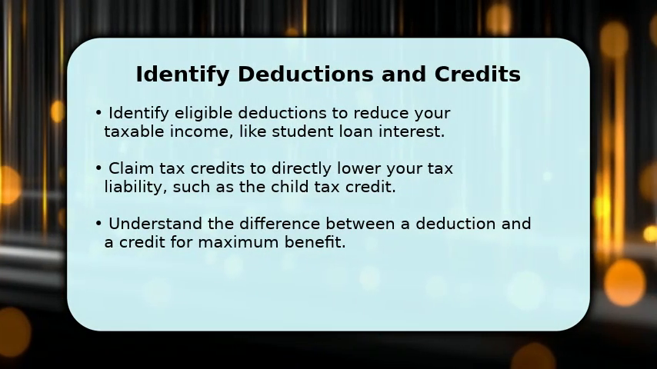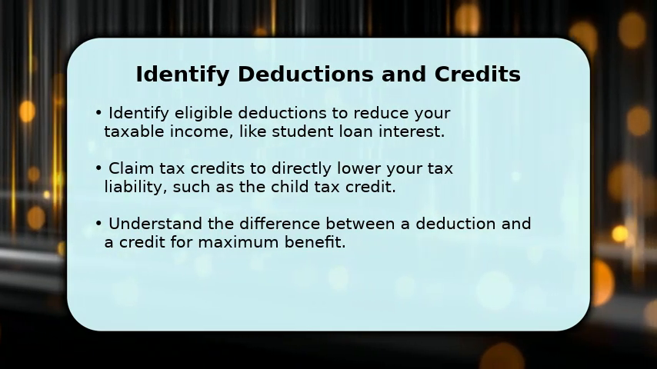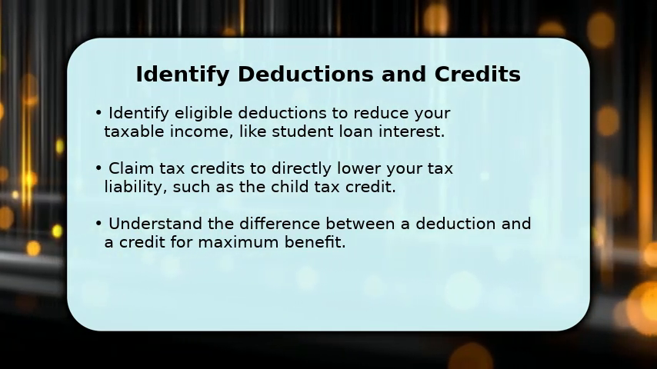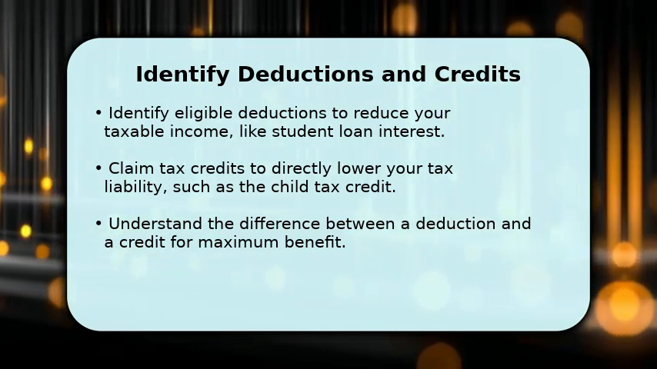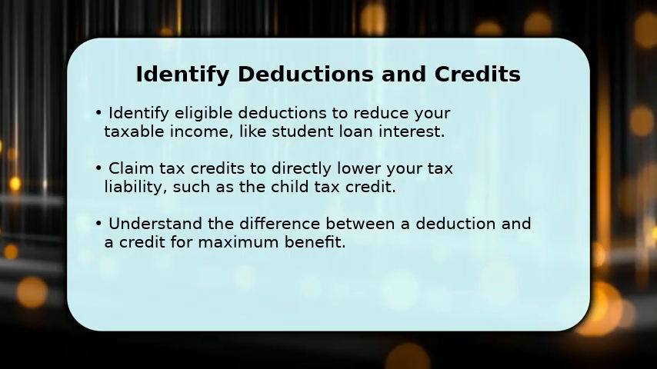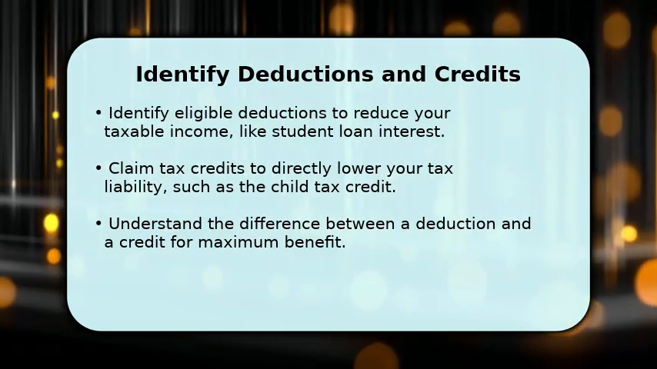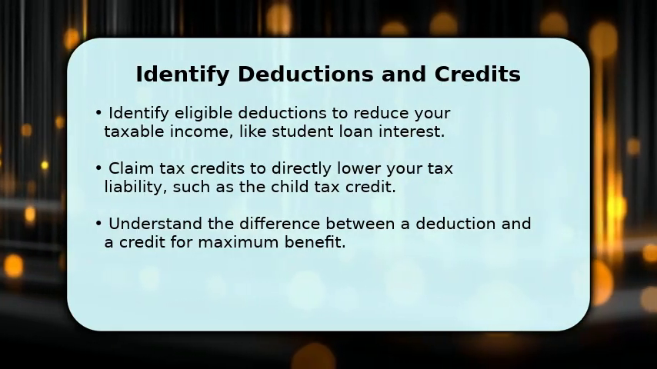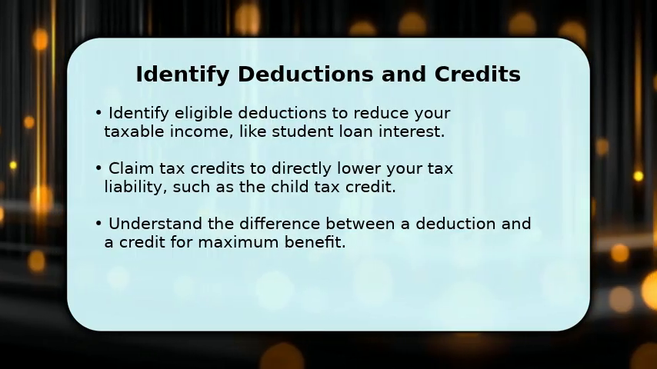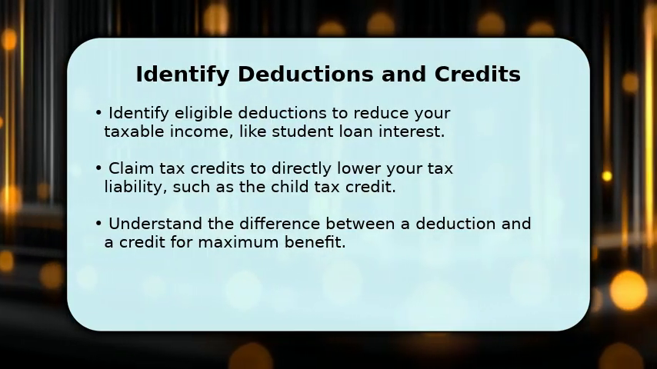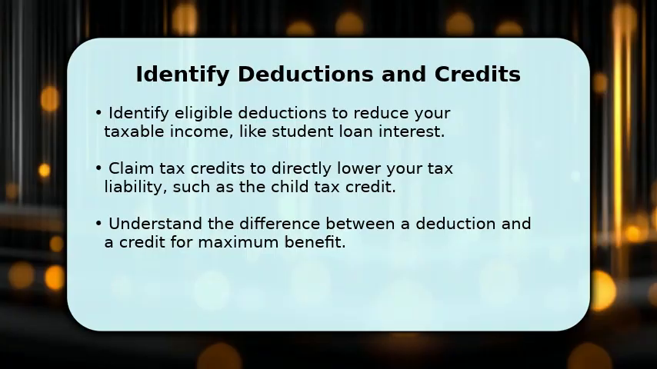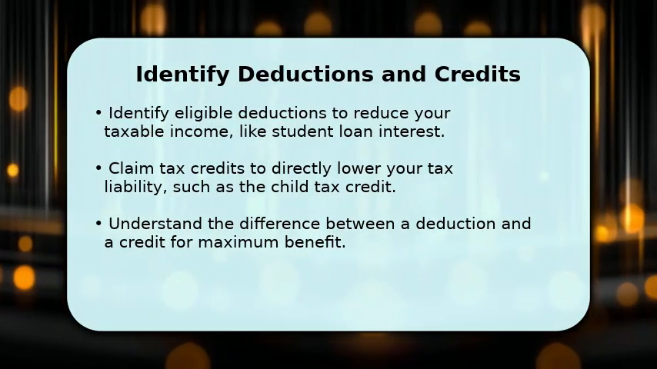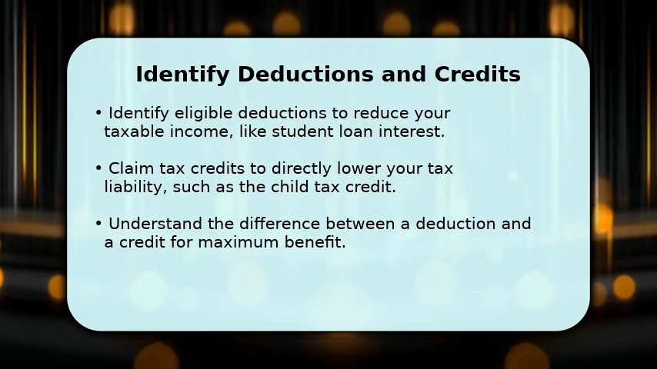Once your gross income is established, identify all eligible deductions. These reduce your taxable income, for example, student loan interest or contributions to a traditional IRA. Next, claim any applicable tax credits, which directly reduce the amount of tax you owe. A credit of $100 saves you $100 in tax. Understanding these can significantly lower your tax bill.